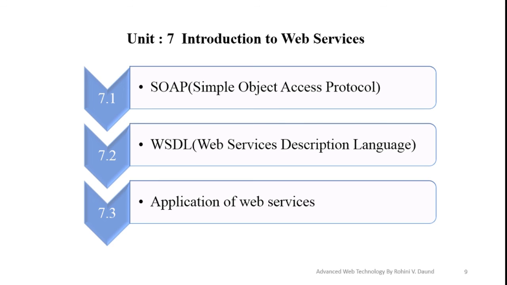First topic is the SOAP, means the Simple Object Access Protocol. It is used for accessing web service. Next one is the WSDL, means Web Services Description Language. It is used to describe and locate web services. Last point is the application of the web services.